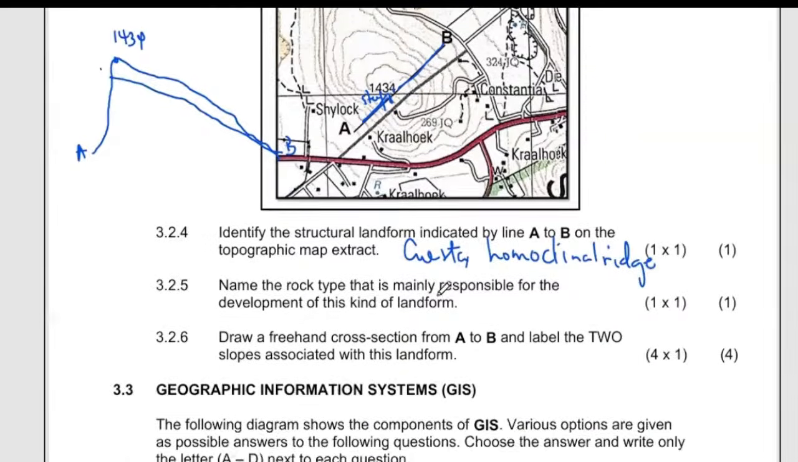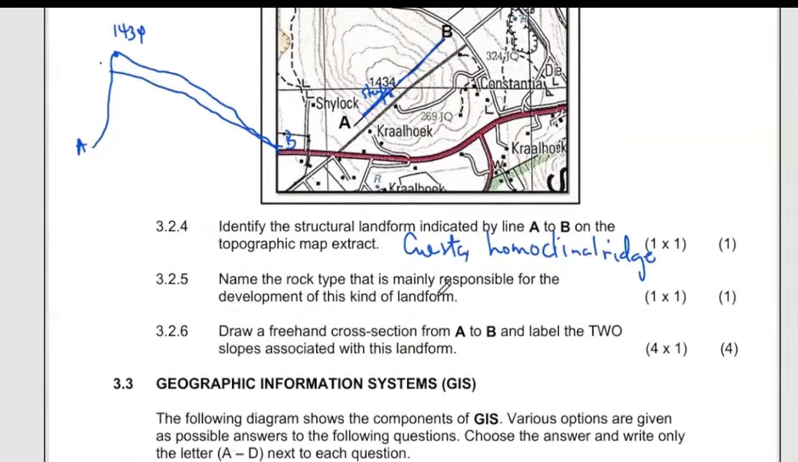Right. Then the next question is saying, name the rock type that is mainly responsible for the development of this kind. We've talked about that in earlier discussions. That is typical of sedimentary rocks. They are the ones that facilitate the formation of inclined strata.